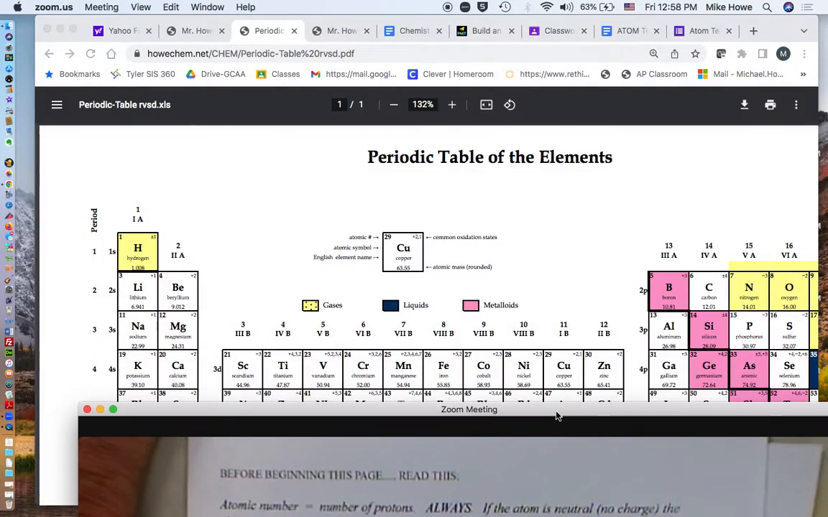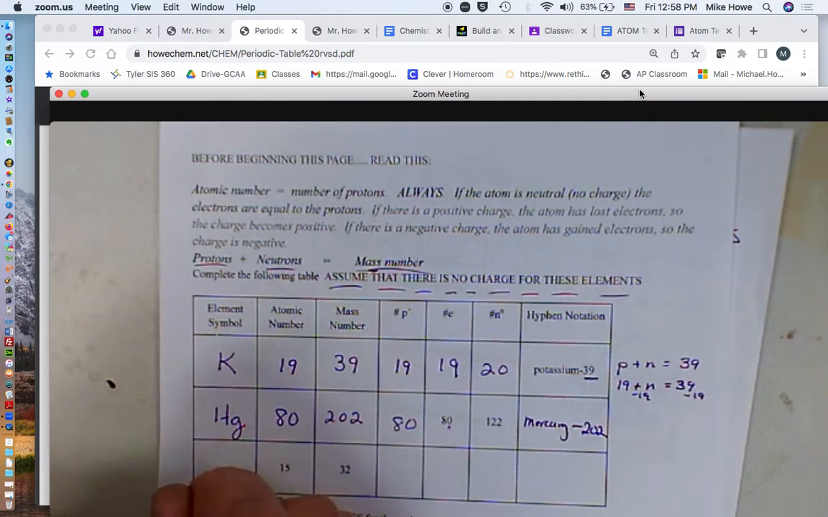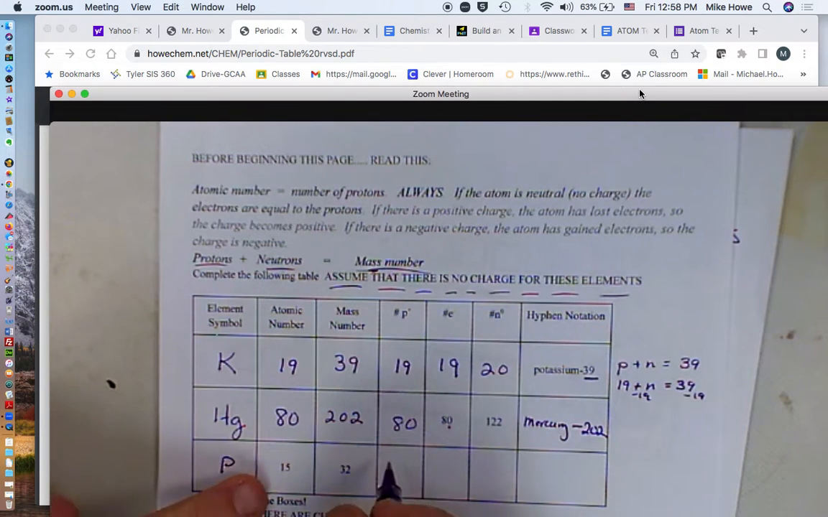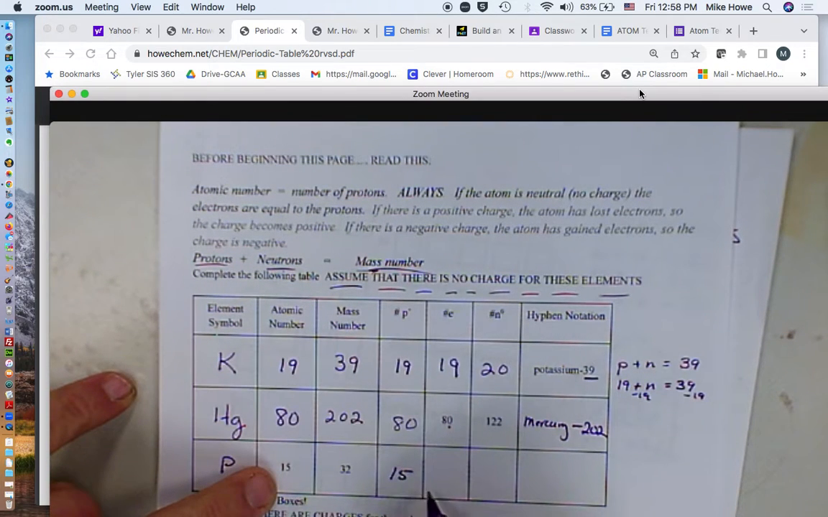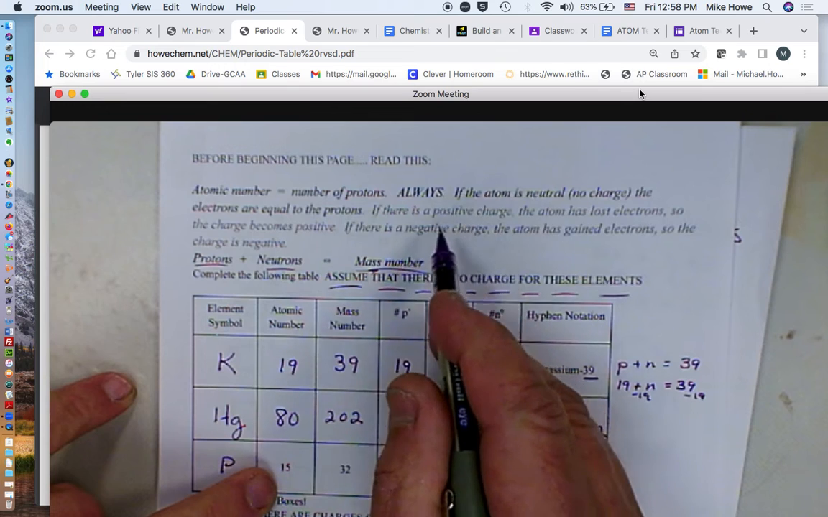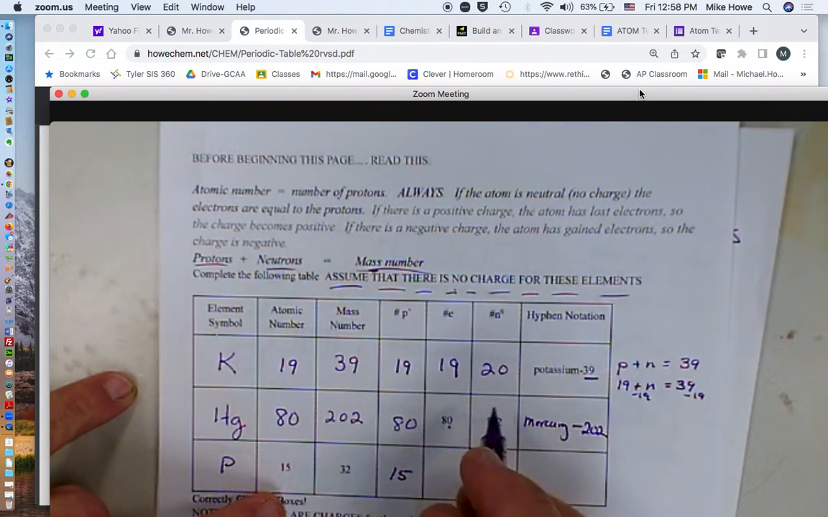All right, the next one is number 15. So if you go look at the periodic table, number 15 is over here. It is phosphorus. So that's P. The atomic number is 15, so the protons equal 15 because the atomic number is always equal to the number of protons. The number of electrons equal the protons if there is no charge. It says here that there's no charge for this chart, so therefore the electrons equals 15 as well.